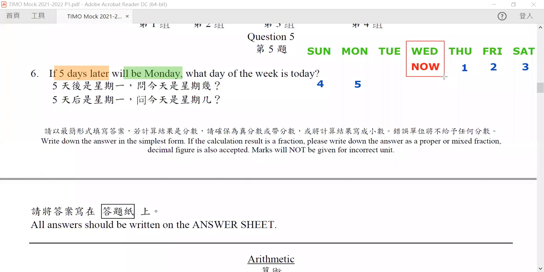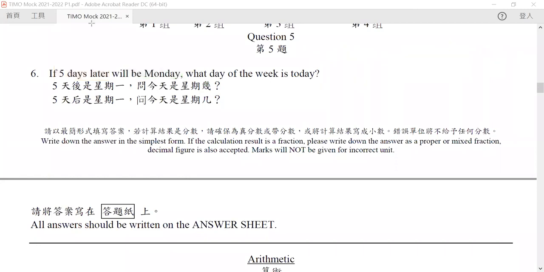So please do not disregard the power of simple counting. Sometimes, especially when the numbers are small, it is much easier for you to count them by hand. Okay. So this is the final question for logical thinking. Is there any question for this part? If not, then we will proceed to our next part, arithmetic.